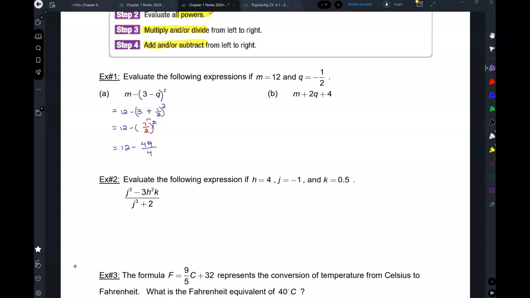So again, a quick review of adding fractions. This has a denominator of 4. So if this has a denominator of 1, I need to multiply by 4 on the top and the bottom. So this will be 48 over 4 minus 49 over 4, negative 1 over 4. Okay.